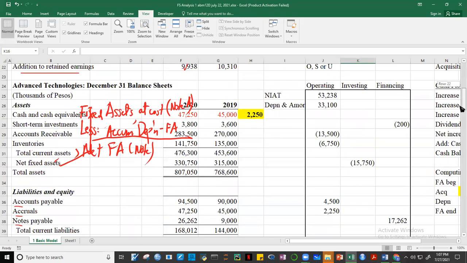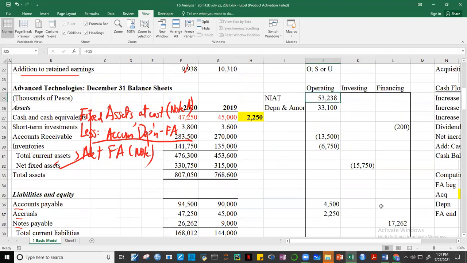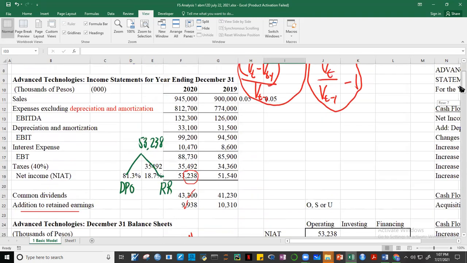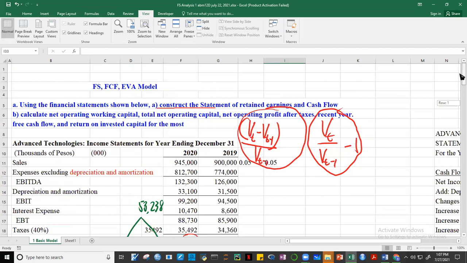Ano sa income statement ang hindi pa natin nasama dito, no? Sa income statement. Ano hindi natin nasama? Okay, look further, guys. Take a look at the whole income statement. There's something there that we haven't included here.